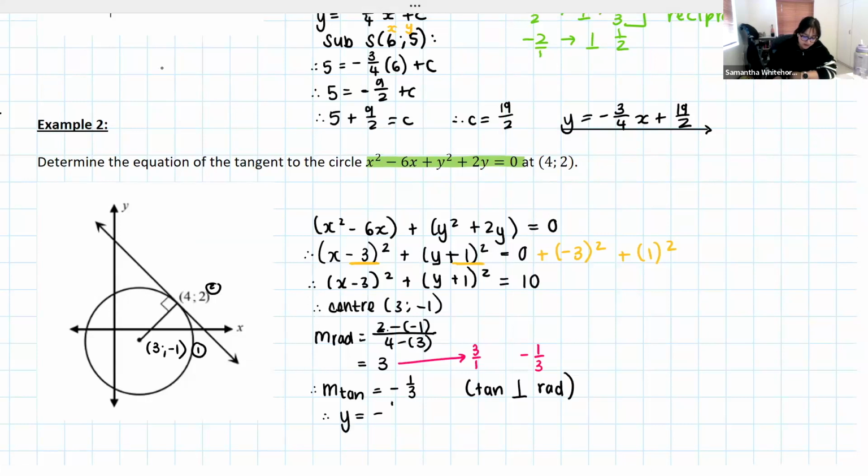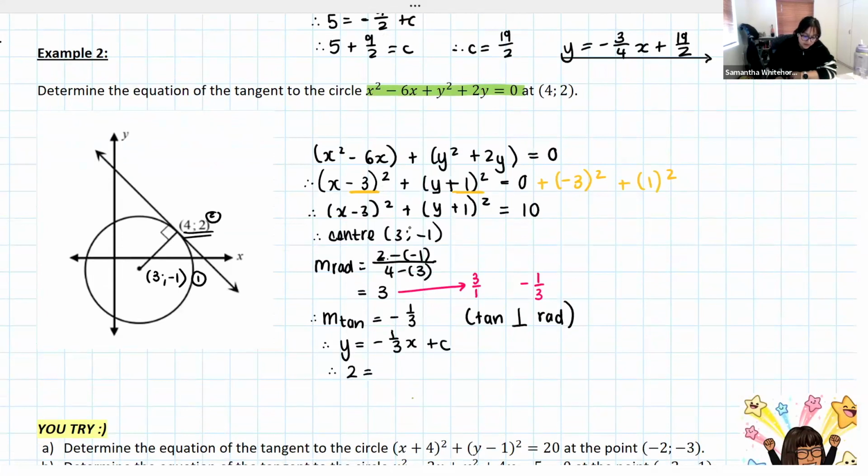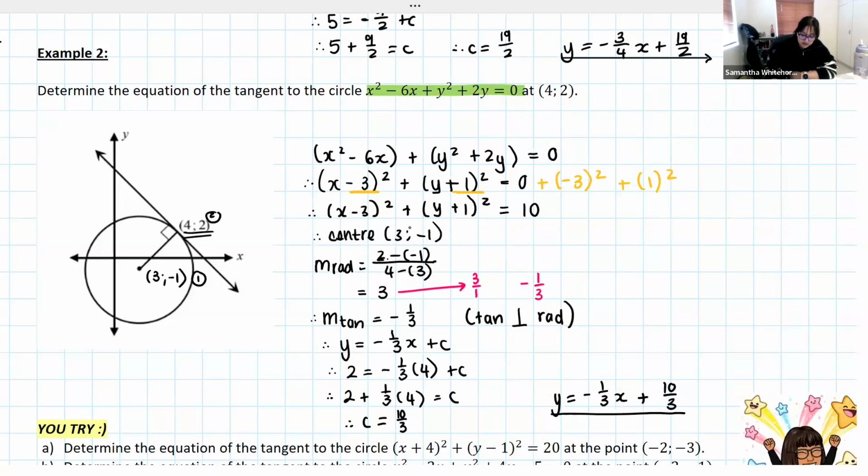Now that I have my gradient, I know that y is equal to negative 1 over 3 x plus c. As you guys already said, from this point I now substitute in a point that's on my line. So I'm going to substitute in 4, 2. 2 is equal to negative 1 over 3 times 4 plus c. So therefore 2 plus 1 over 3 times 4 is equal to c, and so c is equal to 10 over 3. y is equal to negative a third x plus 10 over 3. Fortunately, like I said, a lot of the time you're going to get a gross answer. It's not the end of the world. It is what it is.